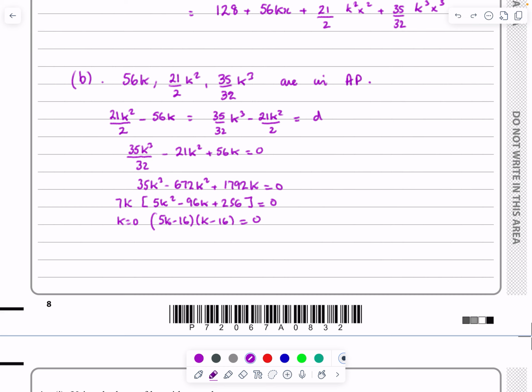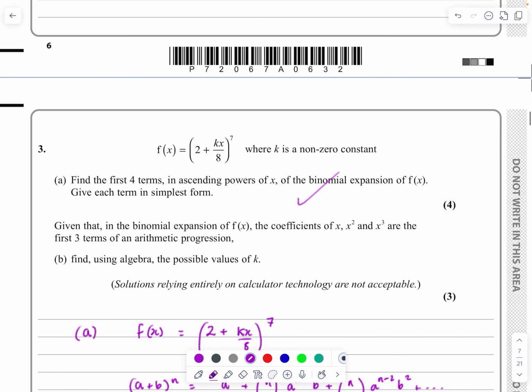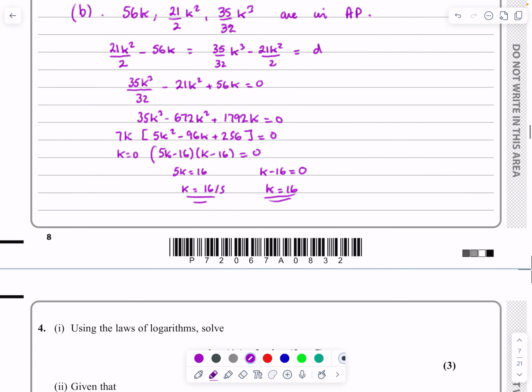But so either we get 5k equals 16, k equals 16 over 5, or k minus 16, so k equals 16 there. Let's just see, can we have k equals 0? No, you can't have k equals 0 because otherwise the thing wouldn't make any sense. So the two possible values are those two there, don't include that one. So not included, just to make it really, really clear that it's those two that are the answers.